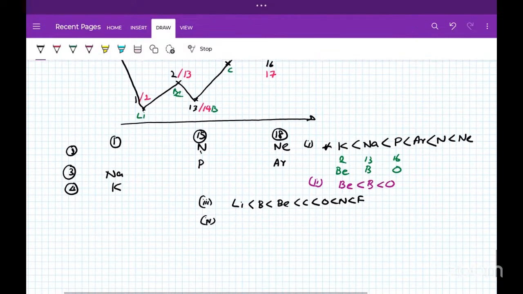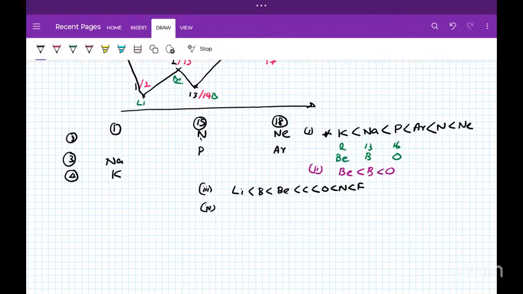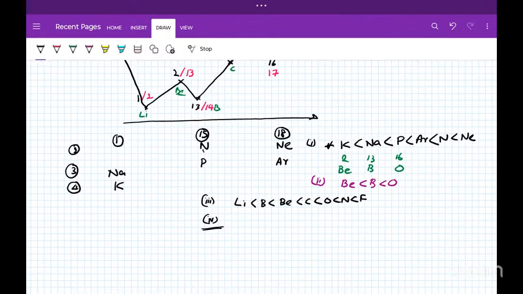Then they're asking about, again, a mix of second and third and fourth. I will leave this one for you. You can do this one at home. The 14th group one is not a big problem, you can do it at home. Now you know how to do this one.